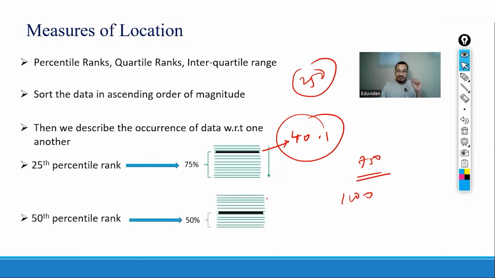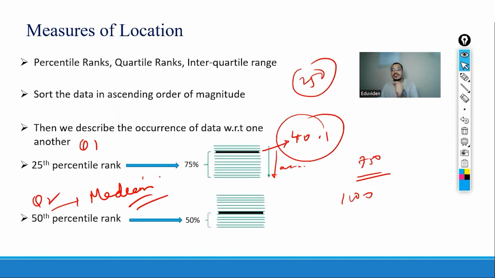Again, the 50 percentile rank means, because this is in ascending order of magnitude, below which 50% of the values lie and above which 50% of the values lie. So this is nothing but the median of my data. This is also called Q2. Q3 will be the 75 percentile rank, the value below which 75% of the data lies, and 25% of the data will be greater than it.